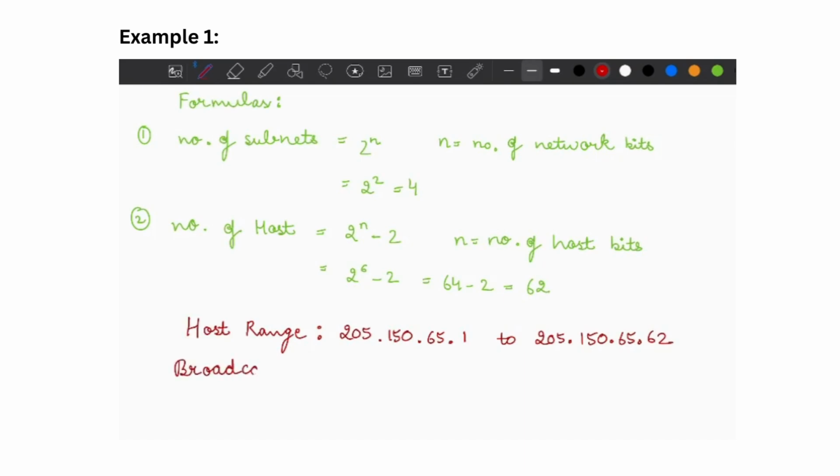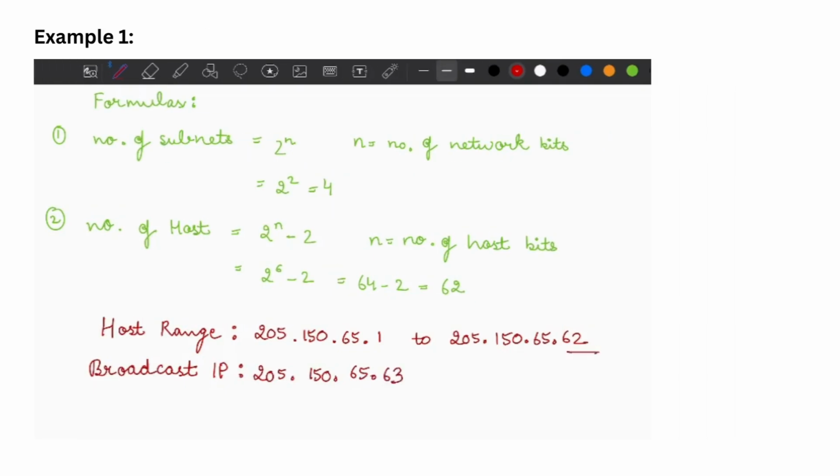So what is it going to be? Yes, it's going to be 205.150.65.63, not 62. Let's move on with the second example now.